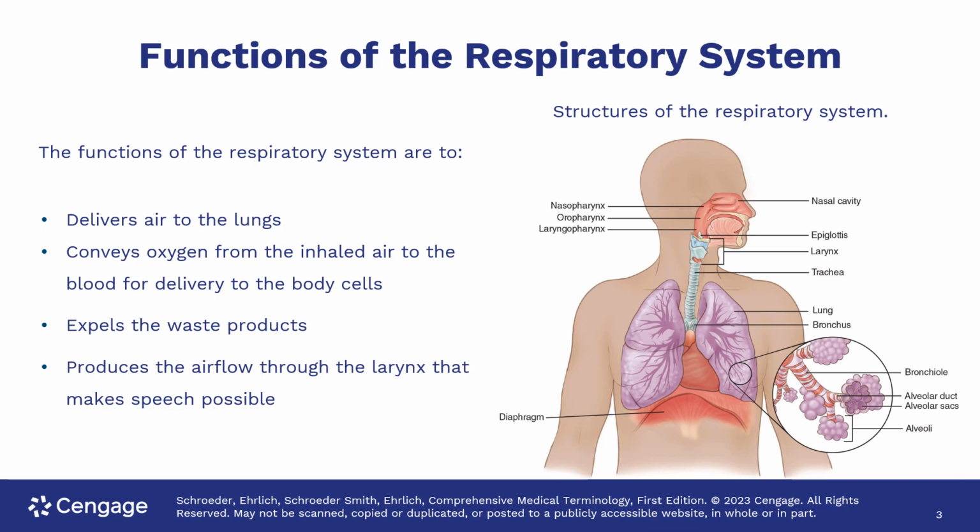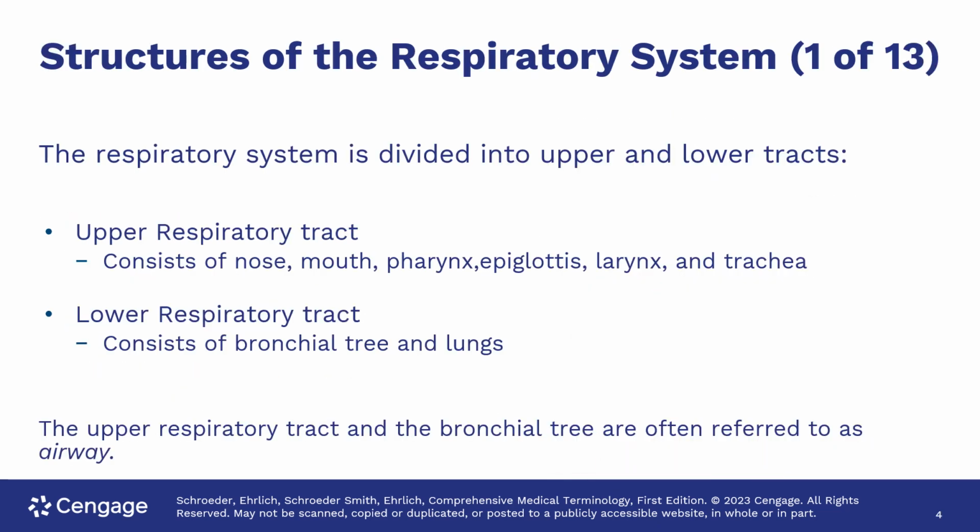Also rids the body of waste products like carbon dioxide and helps us to talk by forcing air through the larynx. The system is divided into an upper and lower tract. The upper tract or airway is the first organs that the air will move through, so the nose, mouth, pharynx, epiglottis, larynx, and trachea. The lower tract consists of the bronchial tree and the lungs.